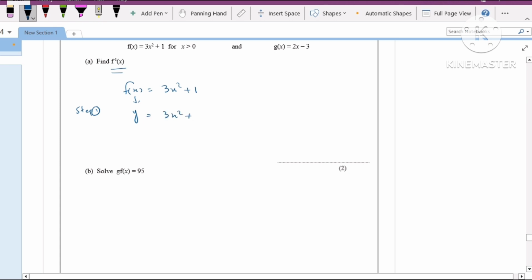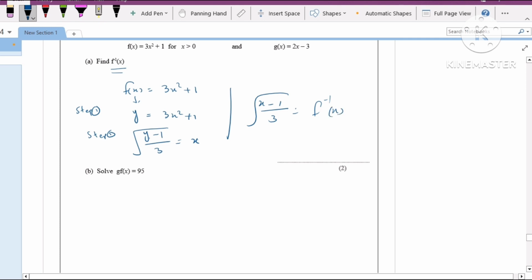Step 2, the main step, is to change the subject, because we are going to find the inverse. Basically we are going to make input as output and output as input. So make x the subject. So y minus 1, divided by 3, and square root, is equal to x. I'm just solving in one step. The next step, because we are looking for the input value as x, replace this y with x, so x minus 1 over 3, and replace this x with its name, f inverse of x. That's it. So these are the 3 steps.